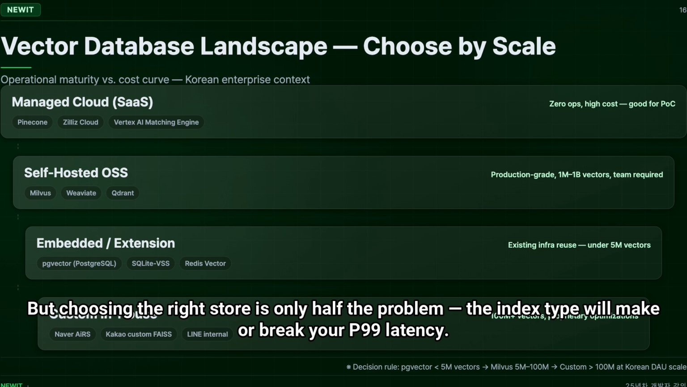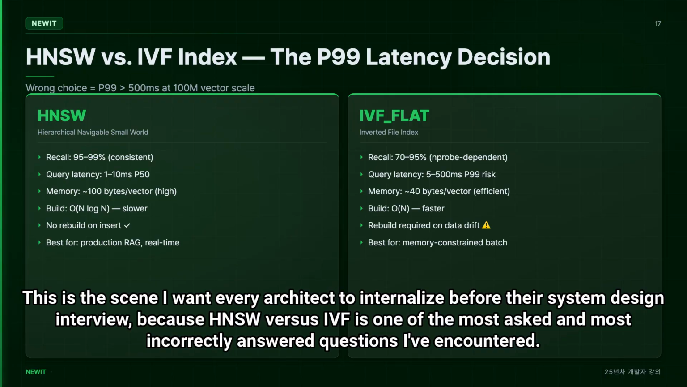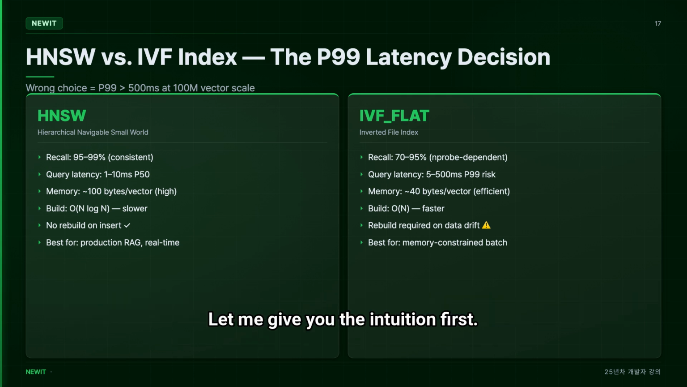But choosing the right store is only half the problem. The index type will make or break your P99 latency. This is the section I want every architect to internalize before their system design interview. Because HNSW versus IVF is one of the most asked and most incorrectly answered questions I've encountered. Let me give you the intuition first.